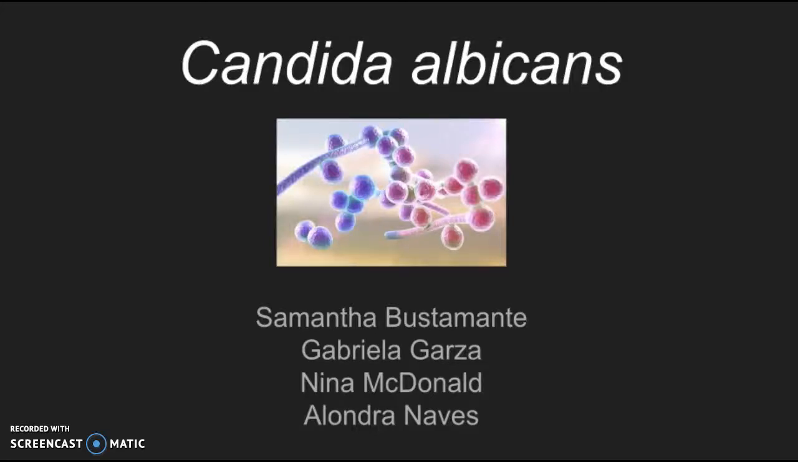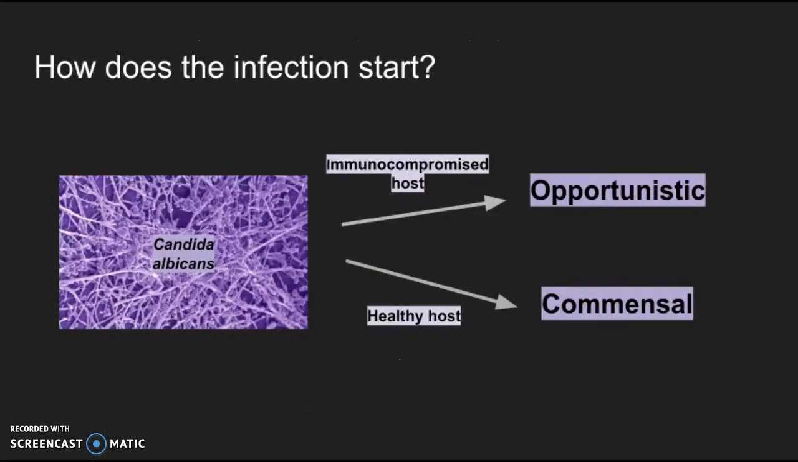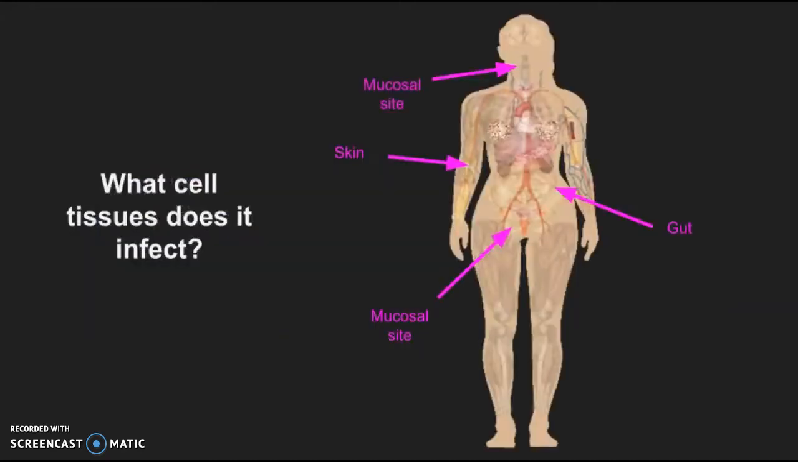Candida albicans. How does the infection start? Candida albicans is part of the natural microbiota in most healthy people's bodies. The infection starts when the fungus becomes opportunistic. This occurs for different reasons. Primarily, it occurs because the host is immunocompromised or because there is an imbalance of competing microflora.